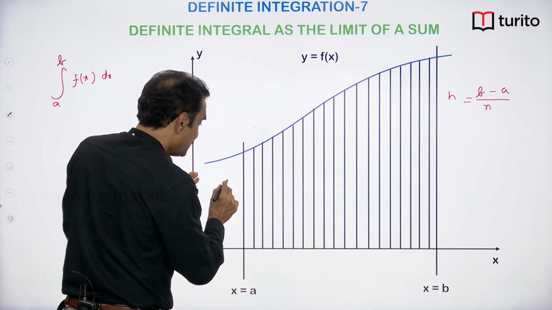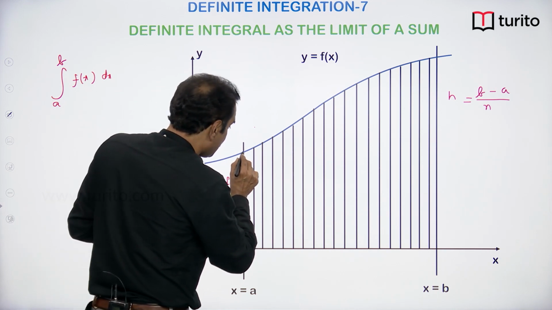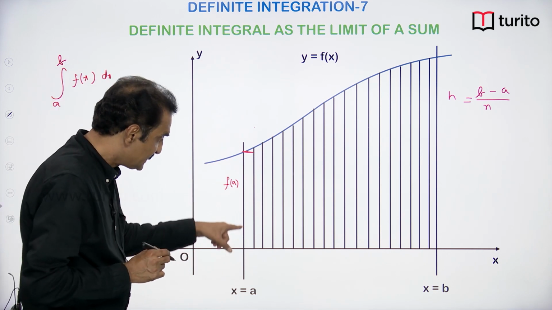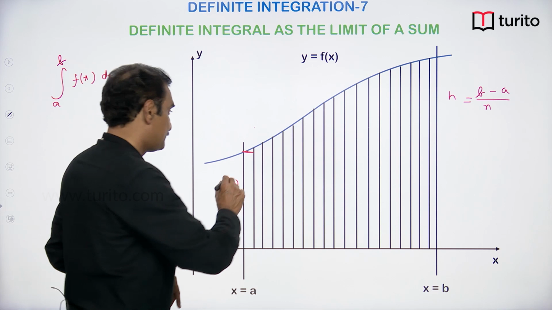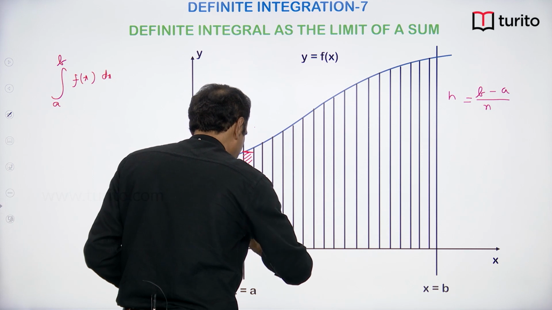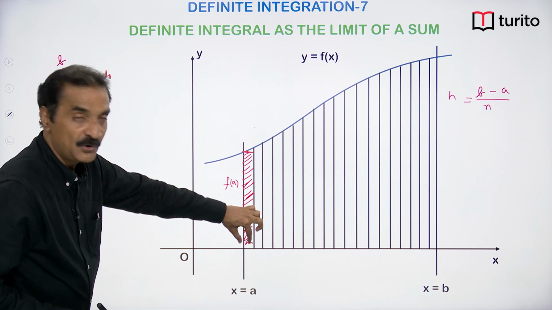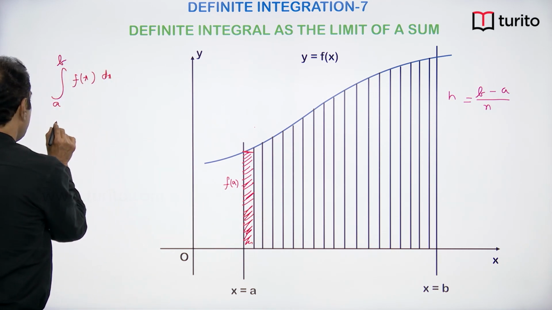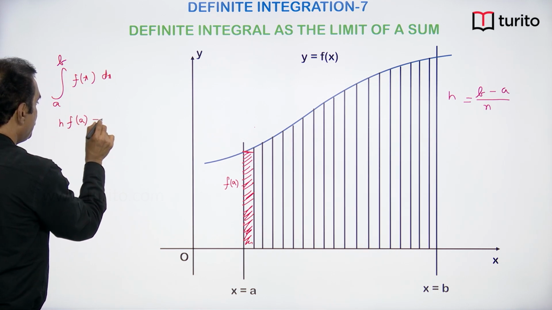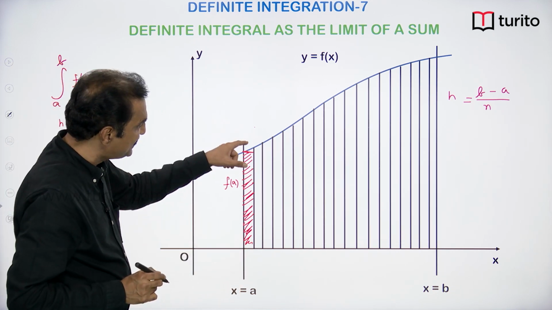What is the first height? f of a. And from the topmost point, you draw a horizontal line. Then this first strip is a rectangle. What is the area of this rectangle? Area of this rectangle is f of a into h. I will write it as h into f of a plus. Now I will come to the second step. In the second step, what is the height?